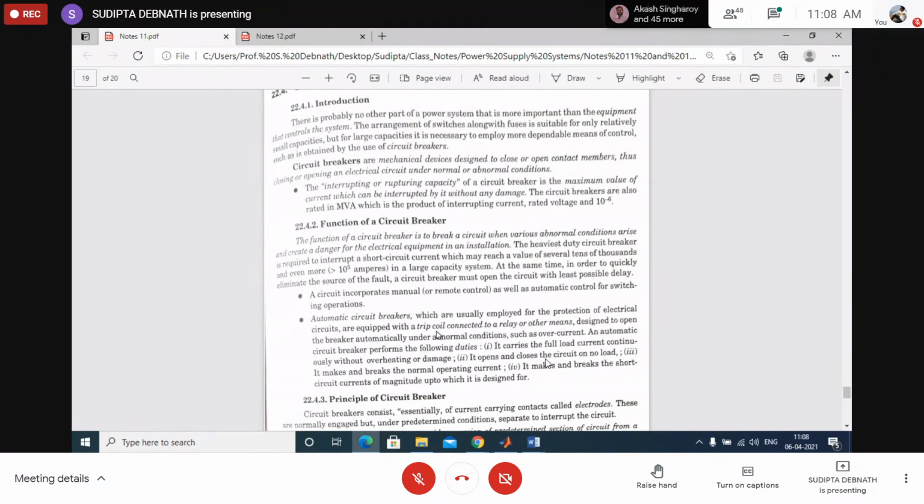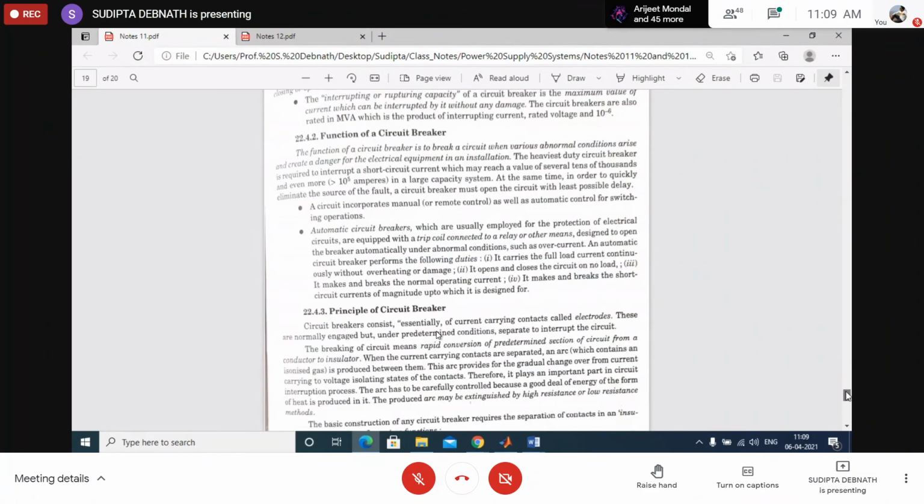Then it makes and breaks the short circuit currents of magnitude up to which it is designed for. Makes means actually it is put into operation, switch on. Breaks means switch off operation.